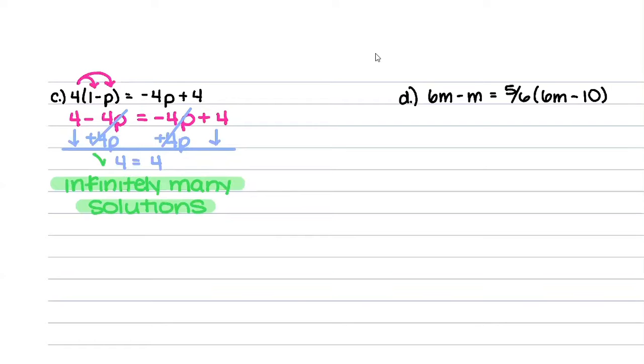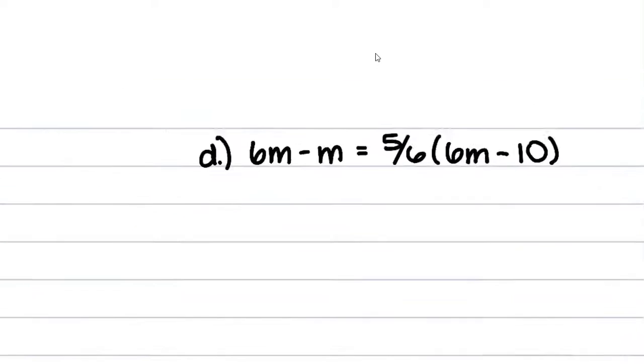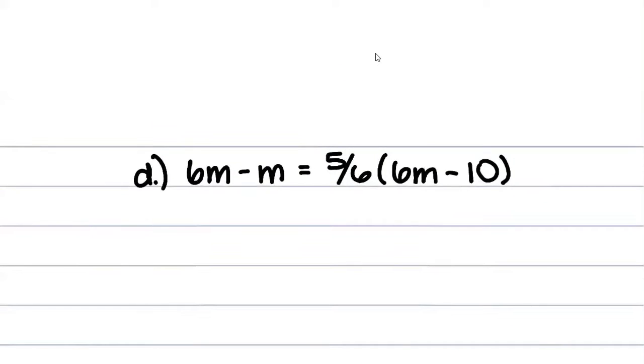For D, we have 6m minus m is equal to 5/6 times 6m minus 10. So you can do the same thing that I did with my other equation that I solved with the fraction when I distributed. I'm also going to combine my like terms on that left side. So if I combine my like terms on the left side, I get 6m minus m, which is 5m.